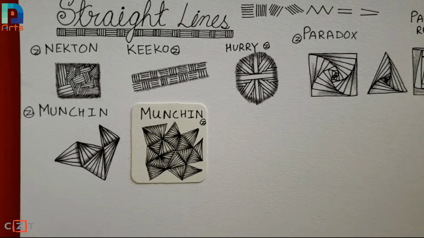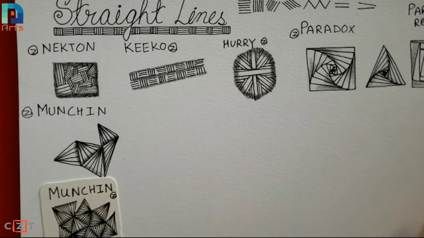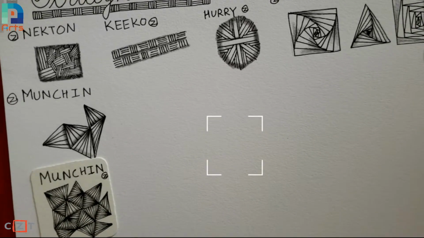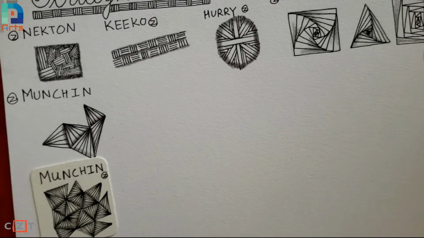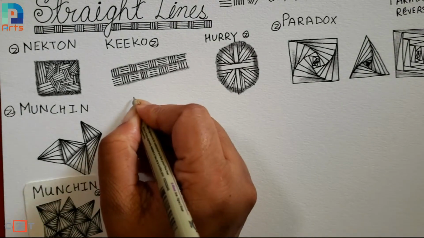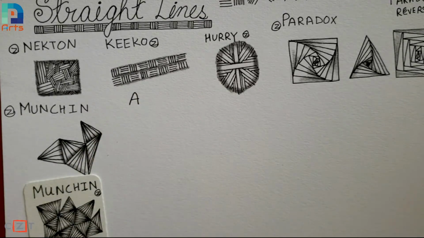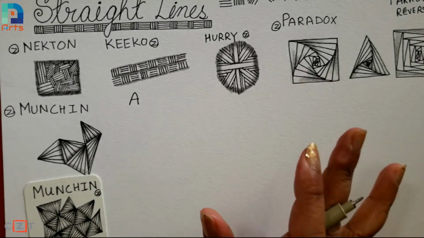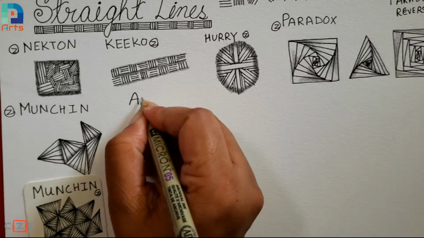Okay, now let's talk about the next tangle, Arukas. Thank you, Yelena. Thank you, Rashmi. Yes, the paradox tangle is a very good optical illusion tangle. They create beautiful illusion.